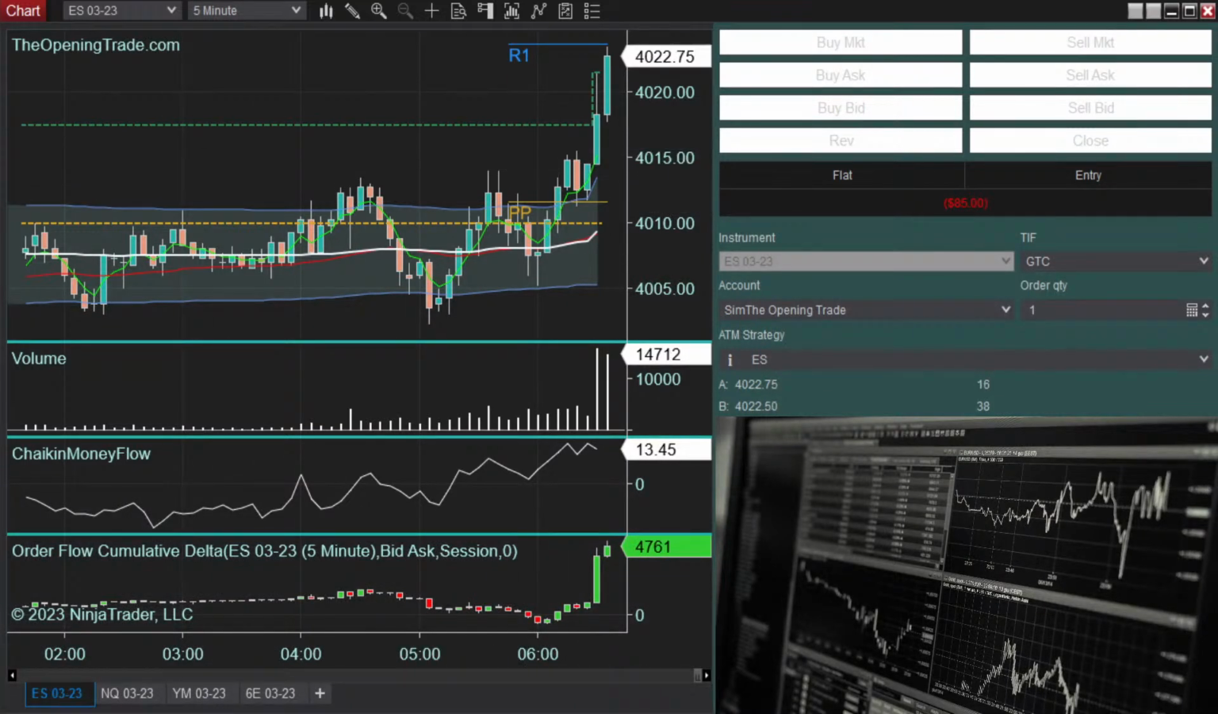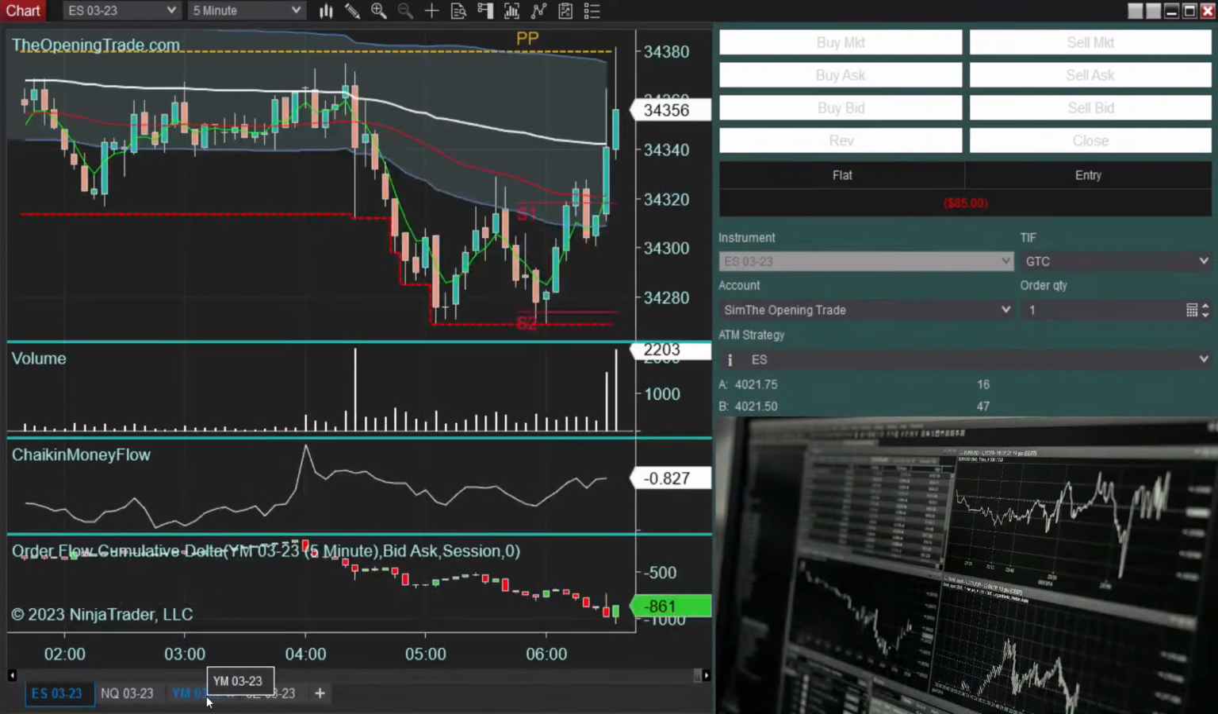We have less than 5 minutes to our next potential automated trade, which is going to be the YM and the ES tentatively at the same time if the parameters are met.